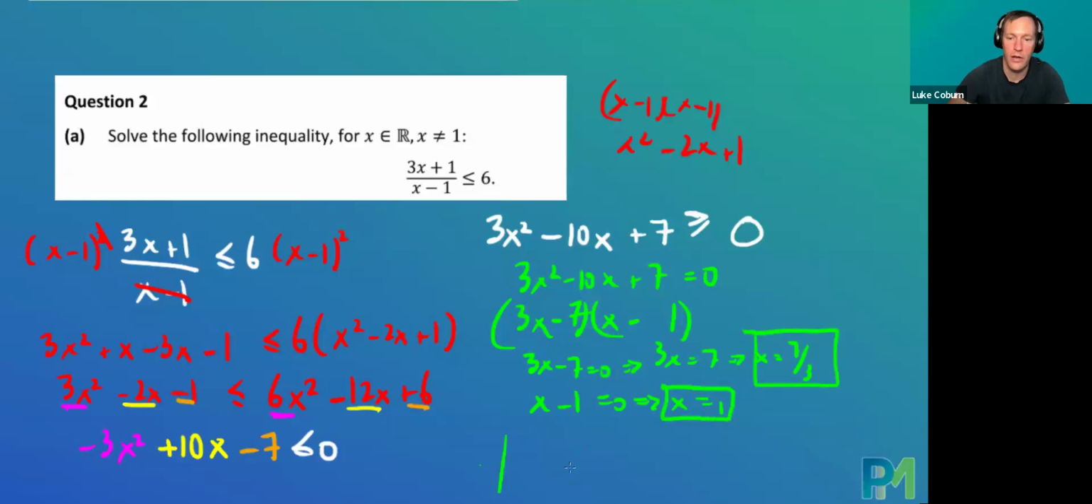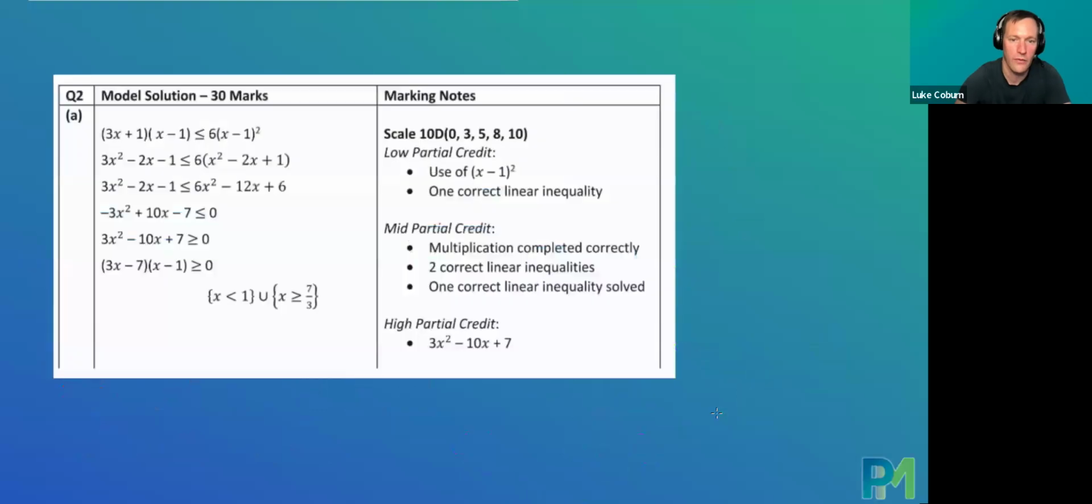And now I go ahead and I plot, there's 1, there's 7 over 3, and then I look at this one. Where is that greater than or equal to 0? It's greater than or equal to 0 in these places, which corresponds to x less than 1 or x greater than 7 over 3, that piece, okay? And that's our answer, and we can write that a bit more neatly if we want to. So there we go, multiply both sides by.